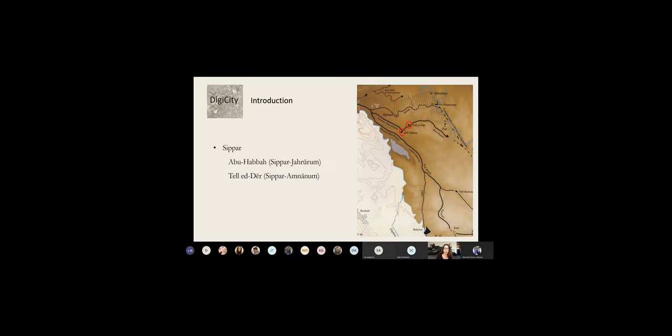Sippar consists of two urban centers, located each on a bank of the river, about 5 kilometers apart. In the south, on the right bank of the main branch of the ancient course of the Euphrates, the larger one, called in antiquity Sippar Yahrurum, nowadays the archaeological site of Abu Hebba, and in the north, on the left bank, the smaller one, called in antiquity Sippar Amnanum, nowadays Tel Eder. On this Google Earth view, you can see both archaeological sites in their current state, Abu Hebba in the south and Tel Eder in the north.